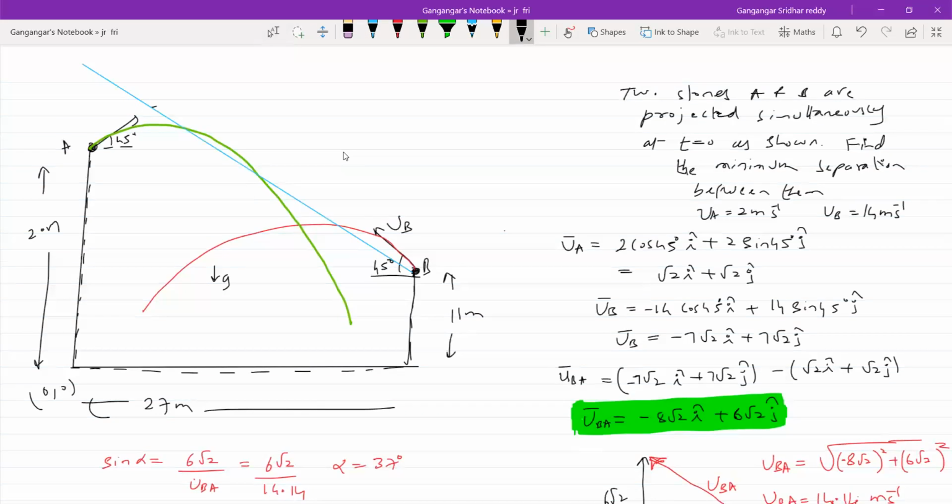In this diagram, the blue color line is what? Very important. What is the path of B with respect to A? So what is the green color one? Path of A. Red color one, path of B. The blue color one, path of B with respect to A. Okay, got it now? So I think now we are in a better position.